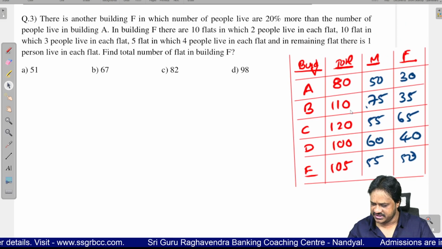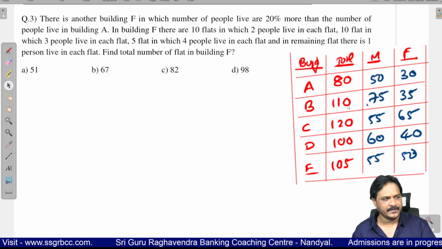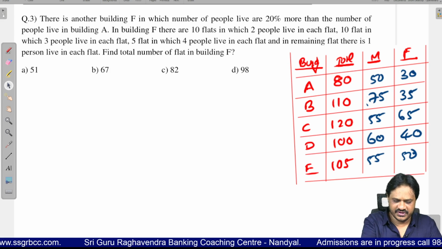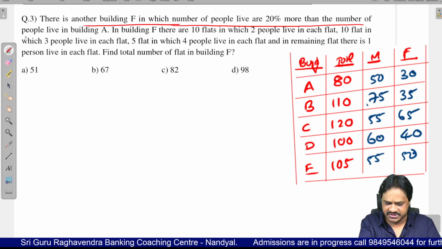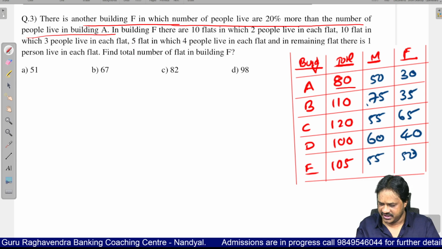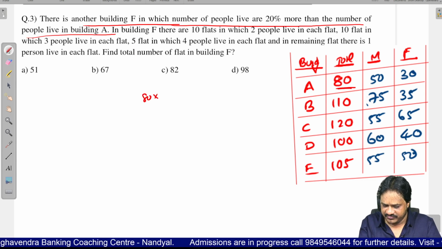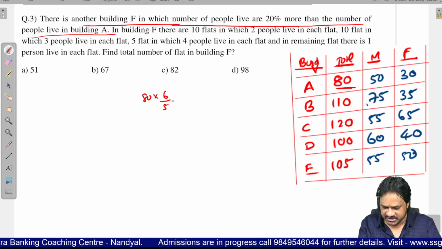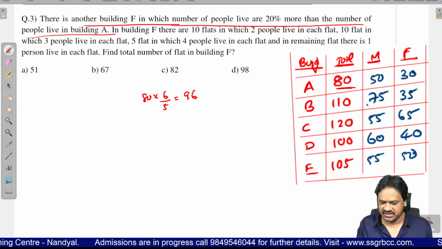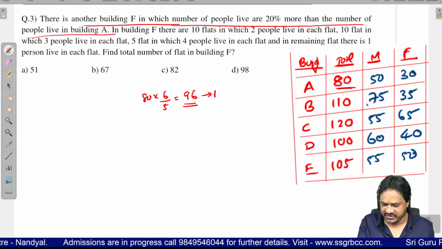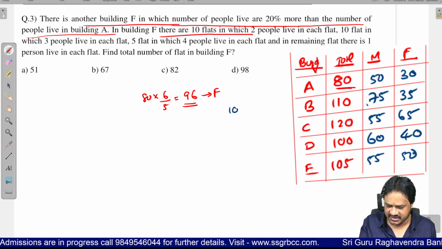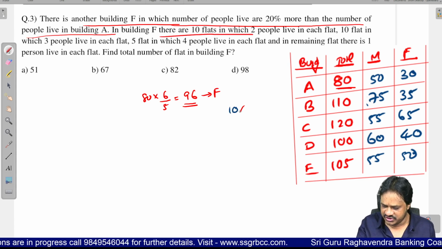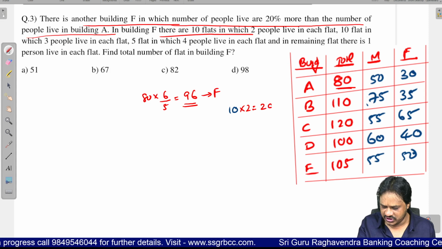Now let us see this question. There is one more building called F in which the number of people are 20% more than that in A. In A we are having 80, 20% more means it will be 6 by 5, that will give 96. So 96 people are living in building F. There are 10 flats in which 2 people are living. So total 20 people.